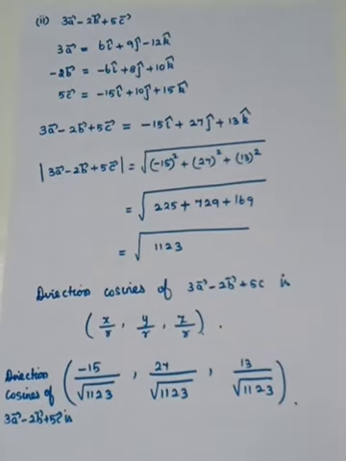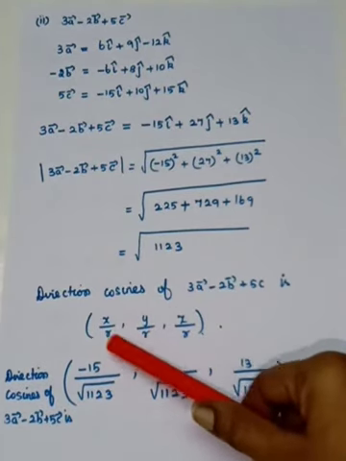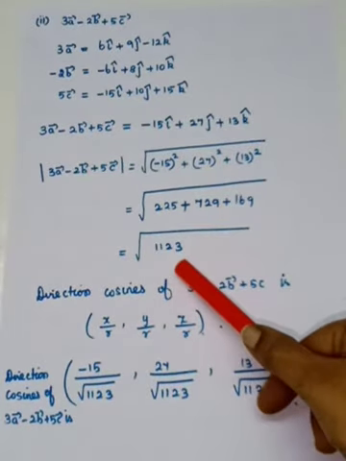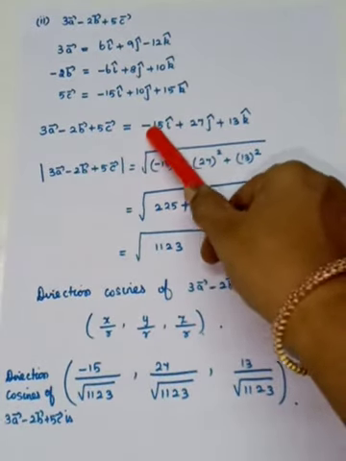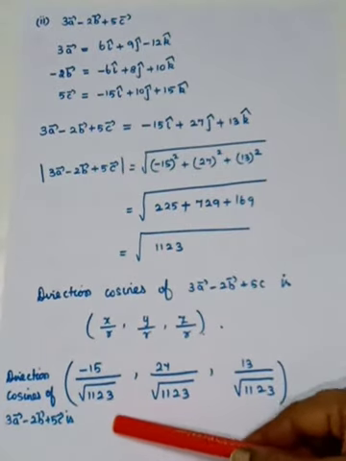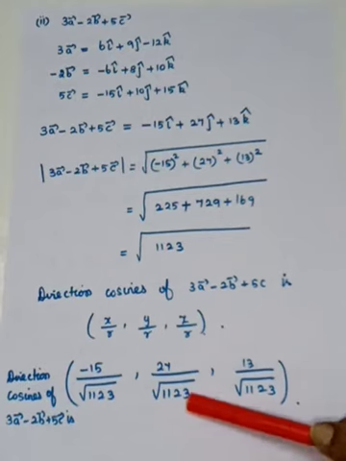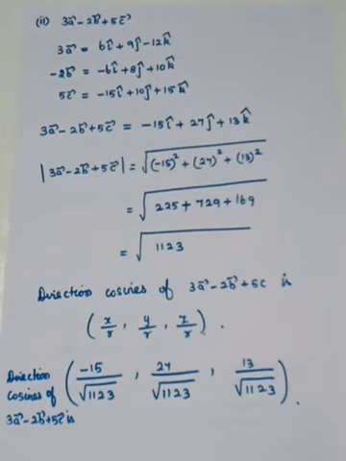Direction cosine. So you are going to use this formula. Here r is nothing but the modulus of this vector, which we have already found. So what is your x? Minus 15 by square root of 1123, 27 divided by square root of 1123, comma 13 divided by square root of 1123.